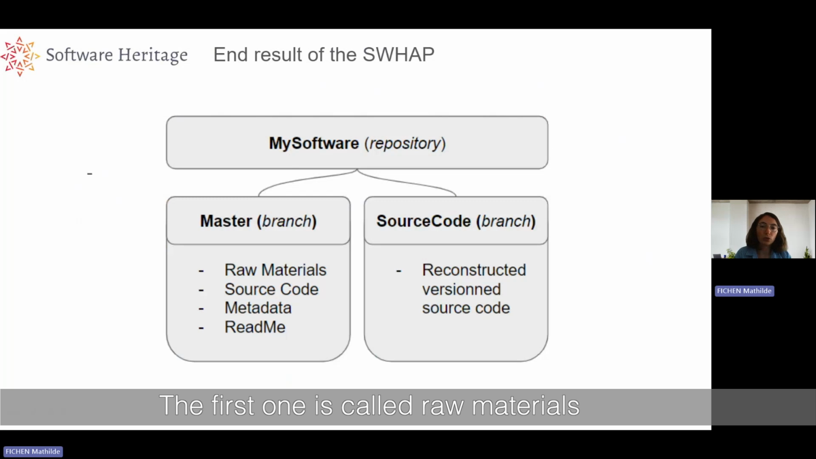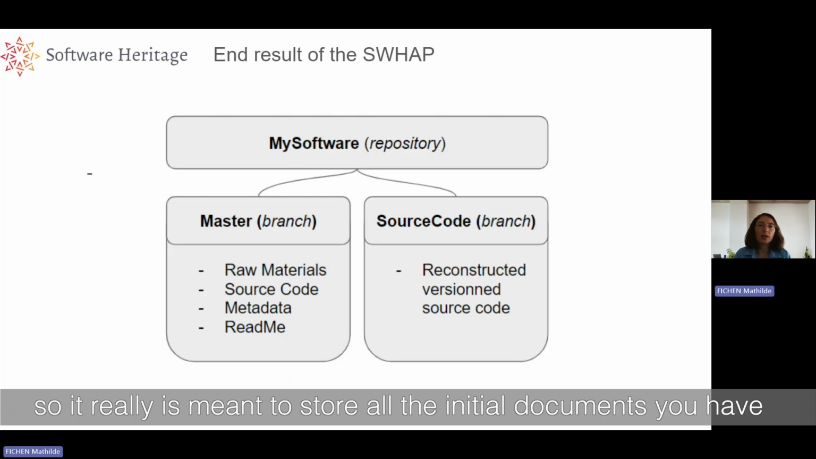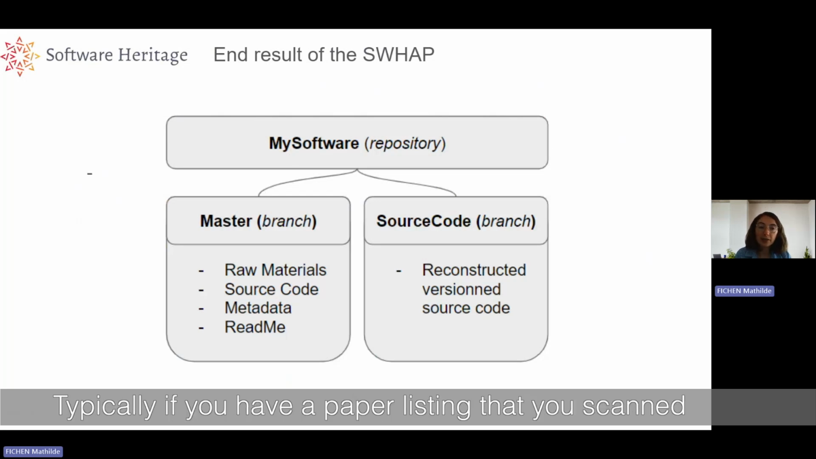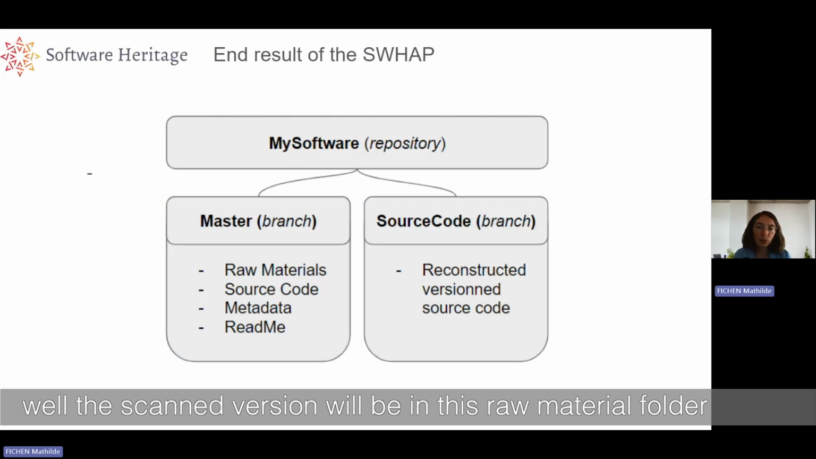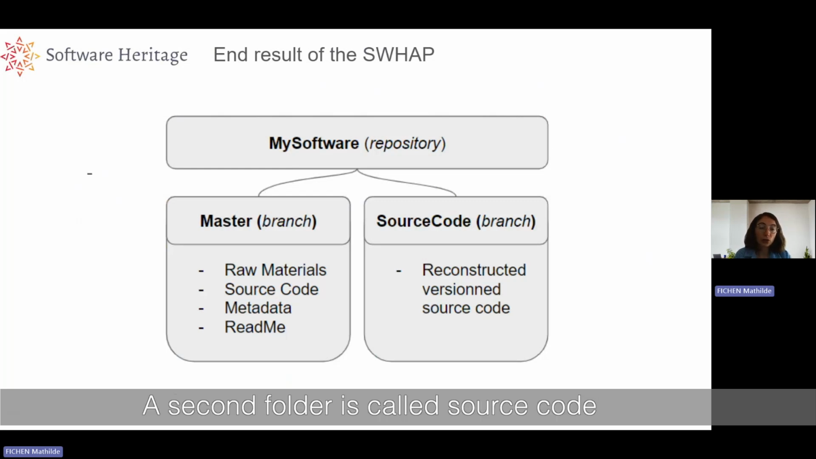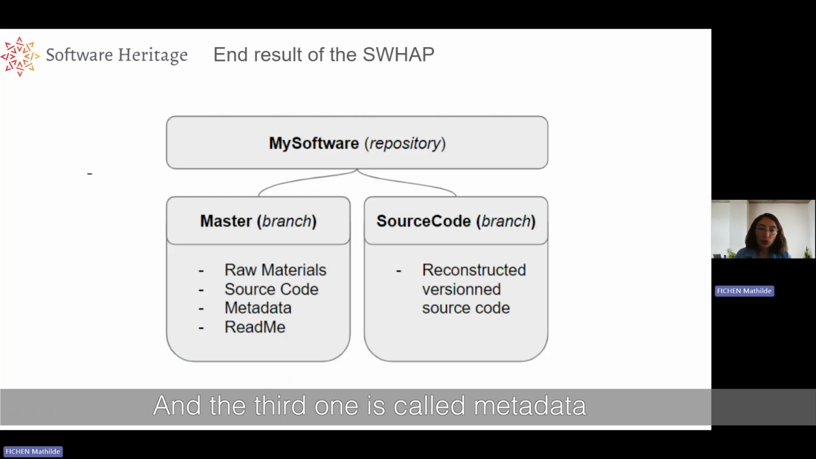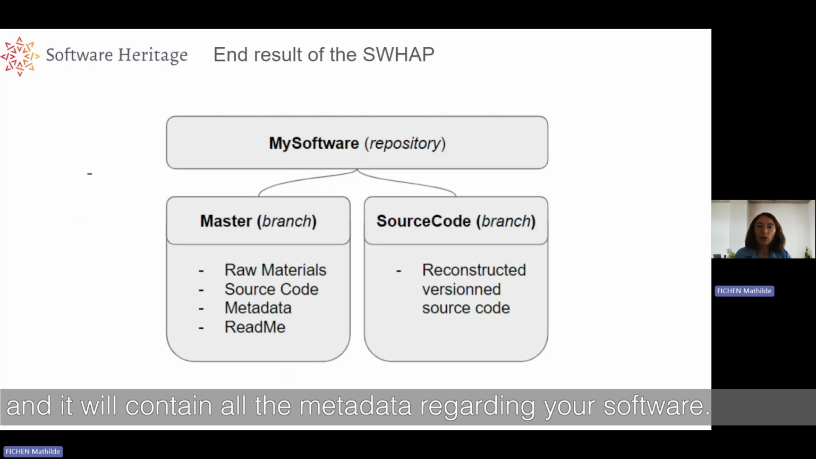The first one is called Raw Materials. So it really is meant to store all the initial documents you have about the source code you want to preserve. So typically, if you have a paper listing that you scanned, well, the scanned version will be in this raw material folder. The second folder is called Source Code, and it will contain the machine-readable version of your source code. And the third one is called Metadata, and it will contain all the metadata regarding your software.